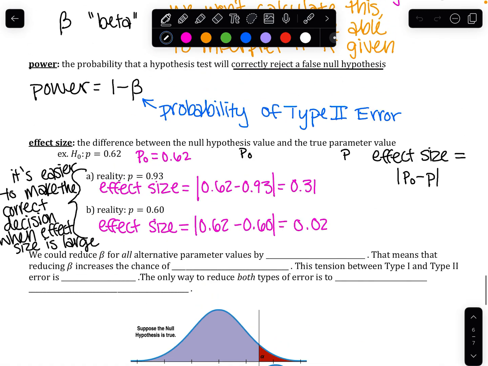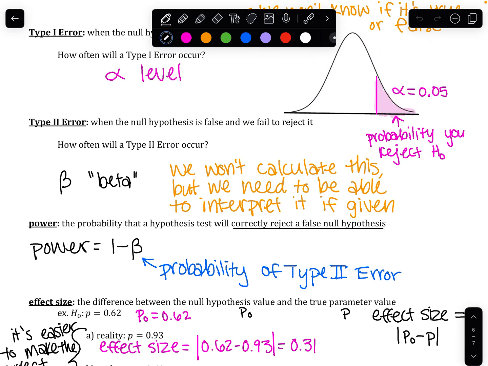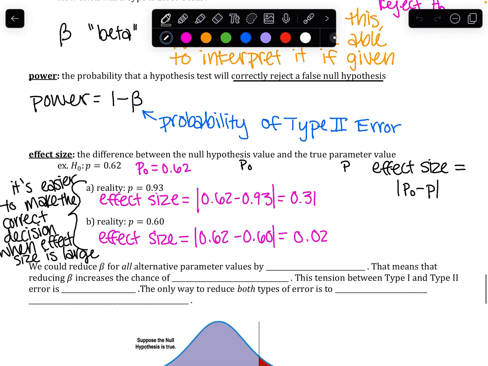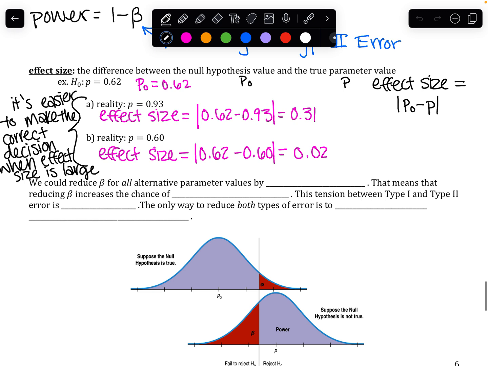All right, so we talked about type 1 error, where the probability of that occurring is the alpha level. Type 2, where the probability of that occurring is beta, power, effect size, all these things. And actually, the beta, alpha, and power kind of work together or against each other in different ways. So if we thought that a type 2 error would be really bad, we could reduce beta for all of the alternative parameter values by increasing alpha. So those two work opposingly, okay?